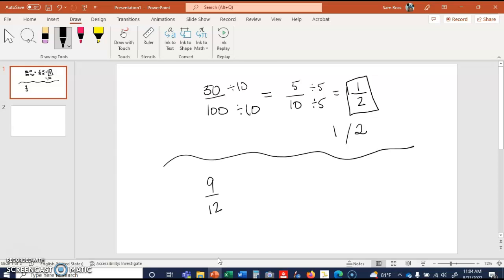I can reduce this because 3 goes into both the top and the bottom. So when I divide 9 by 3, I get 3. When I divide 12 by 3, I get 4. I cannot reduce this any further, so that would be my answer.